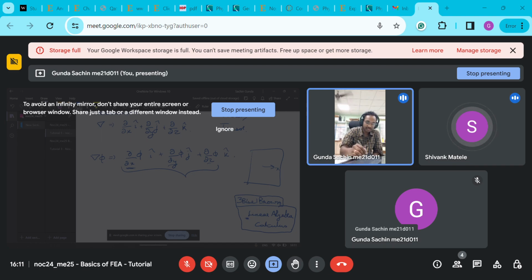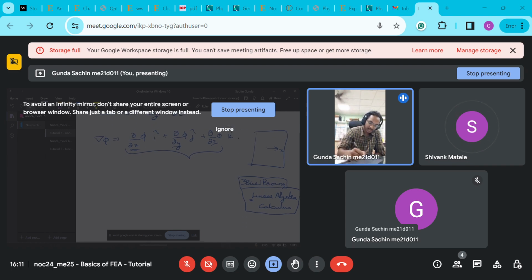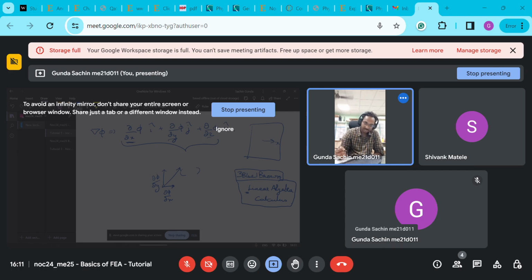The gradient is a sum of all these directions, right? So let's say we just take 2, and in x its direction is dou phi by dou x, and in y, let's say this is dou phi by dou y. Okay, so if you are adding, you'll get some effective one.